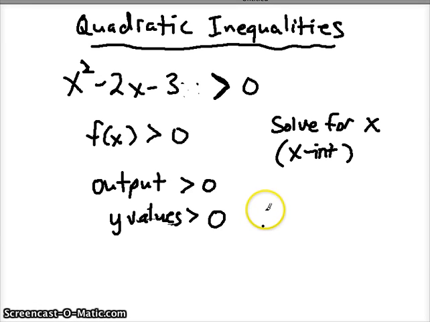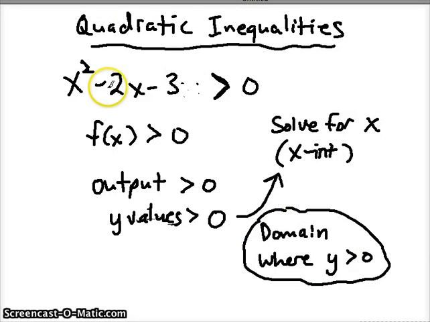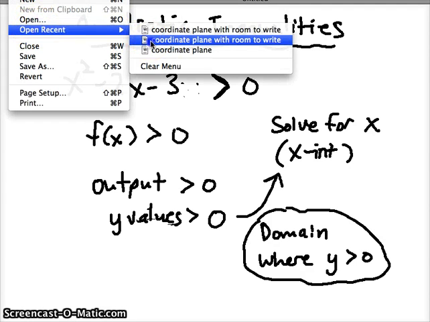So we want to solve for x where the y values are greater than 0. In other words, we're going to state the domain, the possible x values, where y is greater than 0. This is what it all boils down to. All this fanciness is really saying, give me the possible x values, or the domain, where y is greater than 0. So let's break that down with our graph here and see what it looks like.